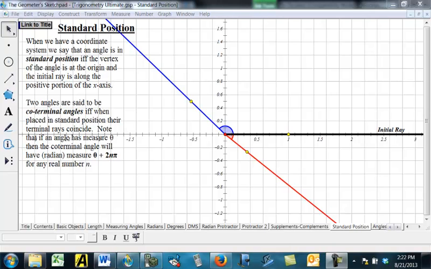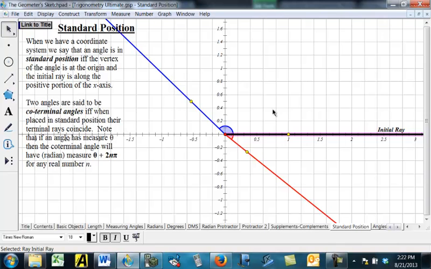Today we're going to talk about standard position. If we have a coordinate system and we place an angle in that coordinate system, we say that angle is in standard position if and only if the vertex of the angle is at the origin of our coordinate system and the initial ray that we see here in black is along the positive part of the x-axis.